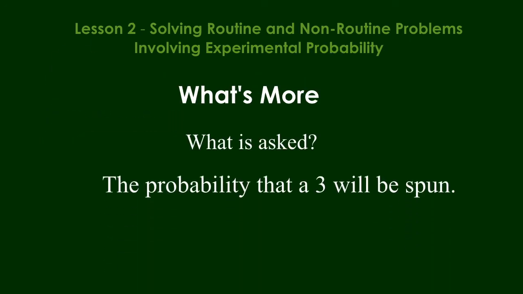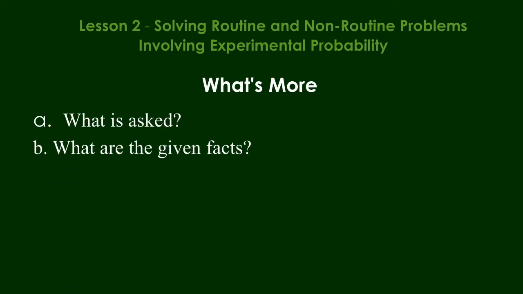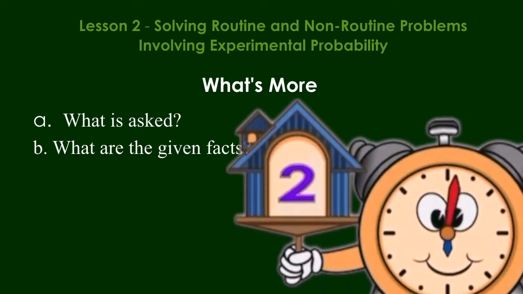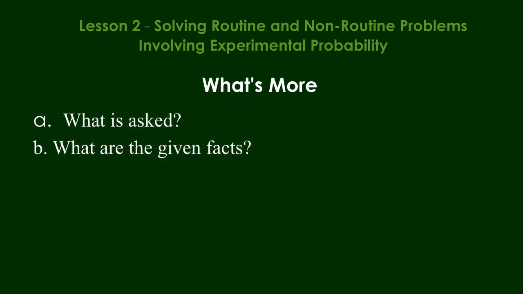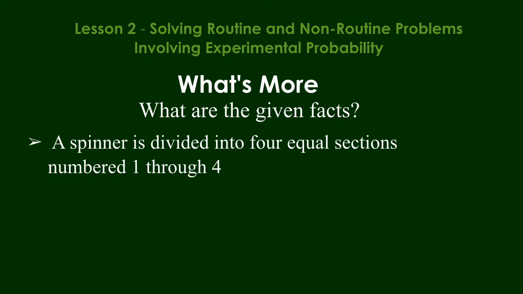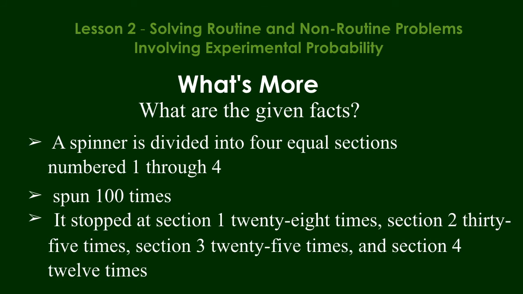Time is up. The answer is the experimental probability that the 3 will be spun. Next, letter B. What are the given facts? What is your answer? Timer starts now. Time is up. The answer is 4 equal sections numbered 1 through 4, spun 100 times. It stopped at section 1 28 times, section 2 35 times, section 3 25 times, and section 4 12 times.